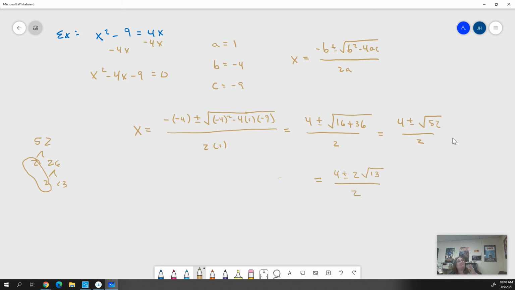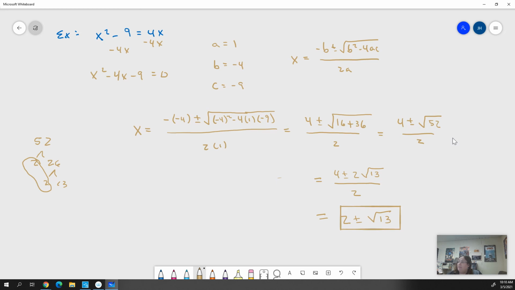And technically, we're still not finished because everything here is reducible by 2, right? So for the actual solution, I have to go 4 divided by 2 is 2, plus or minus, well, 2 divided by 2 is 1, so we would just be left with the square root of 13. These are our solutions, right?